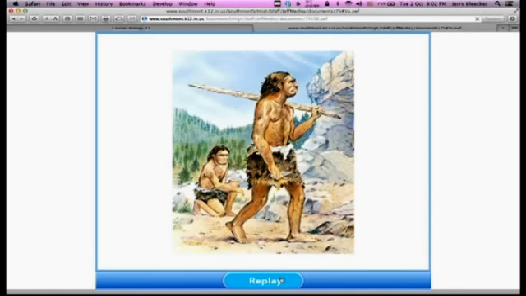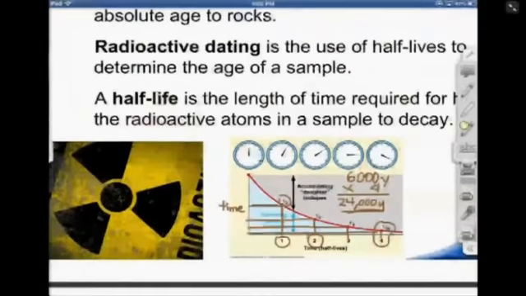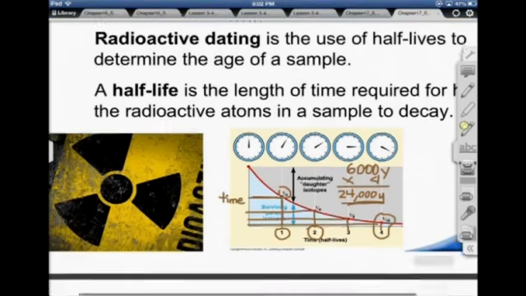Okay, so not a bad little example. And I'll link up this animation on the website. It's a very good one. So let's reflect back here.